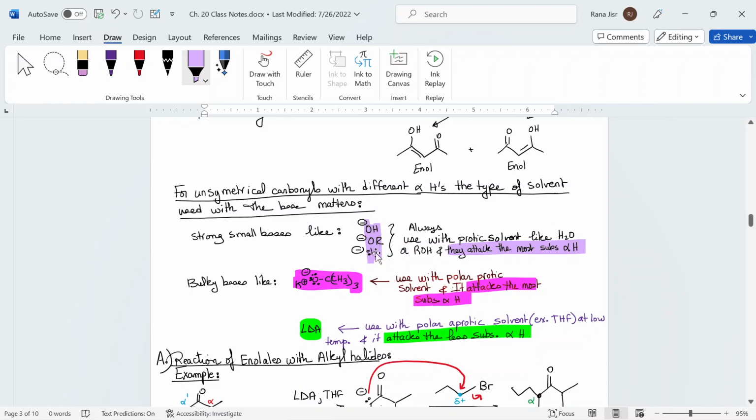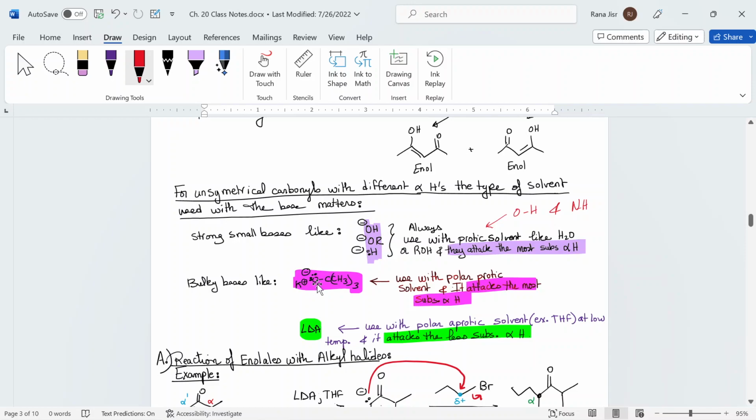So if you're using small bases, these are the small bases in there, then the solvent that you need to use is a protic solvent. We talked about protic solvents in organic 1, and we said that these solvents, they have OHs and NHs, okay? And they're like any alcohol, like any water, like ammonia, for example, all of those are considered to be polar protic solvents. When you see a polar protic solvent with a small base, then in this case, those bases are going to target the most substituted alpha hydrogen.